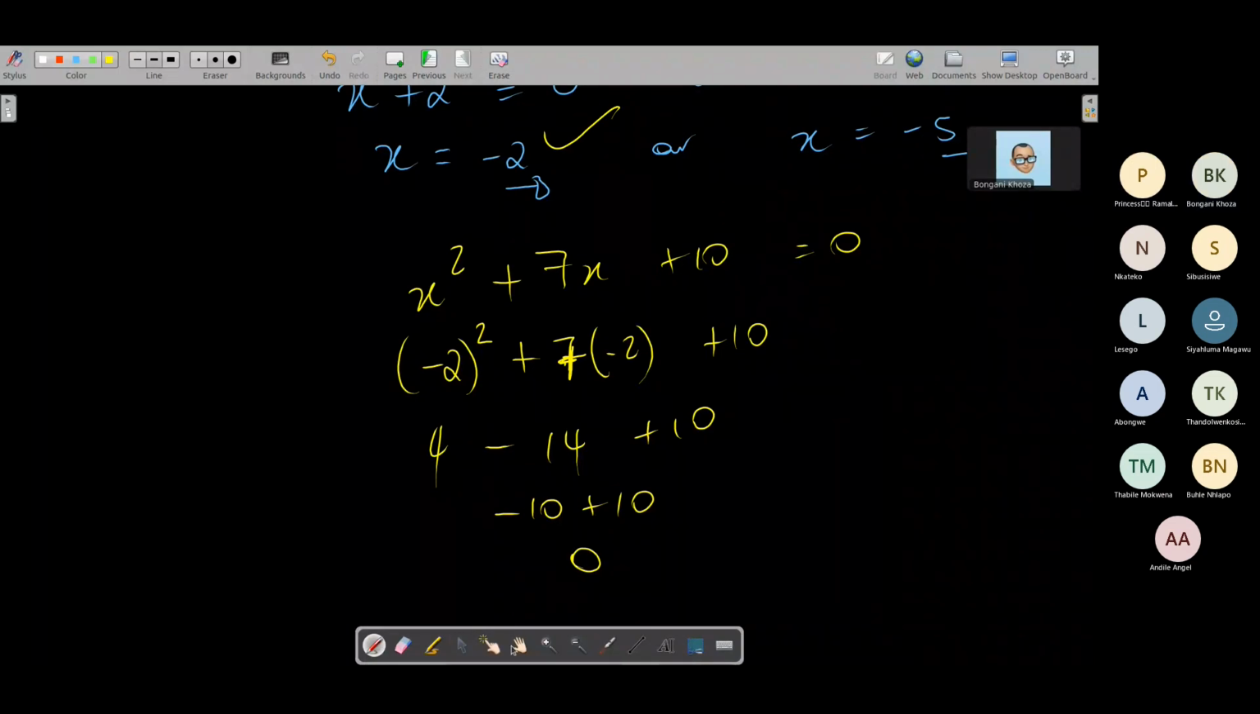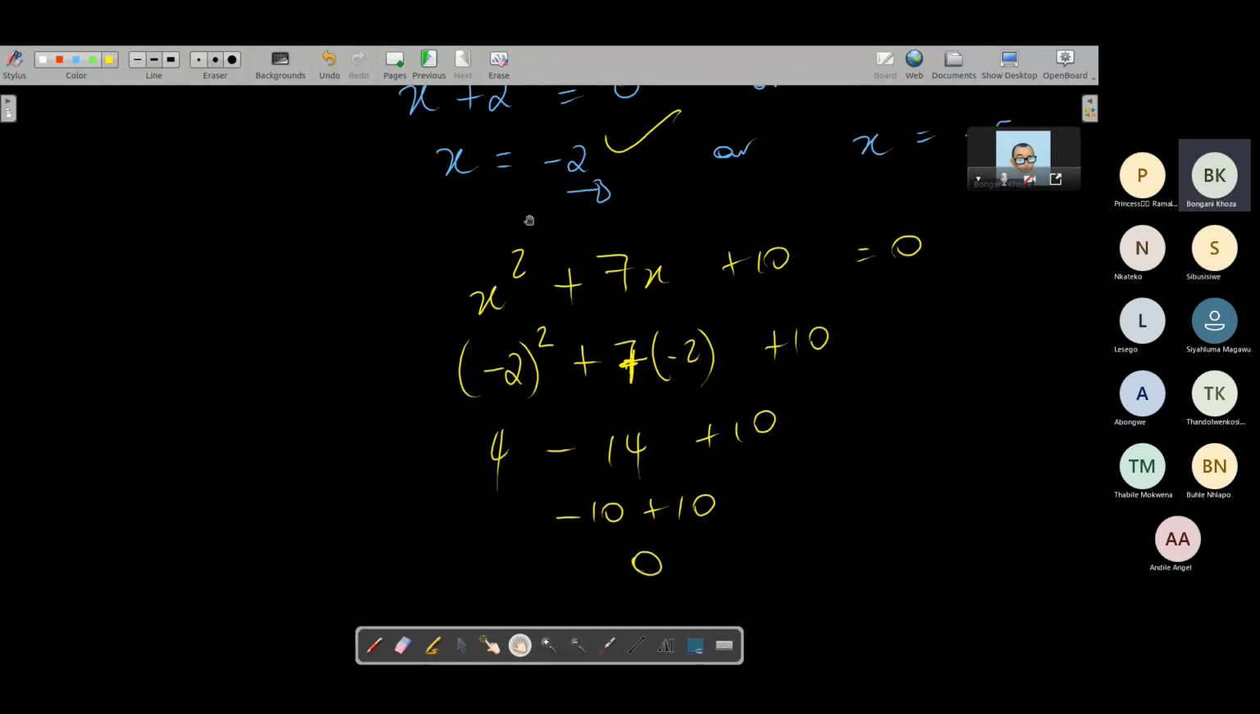Everyone clear there? Yes, sir. Since you like using calculators, just after finding your solution, you plug it in instead of having x there, and check if your left-hand side is the same as your right-hand side.